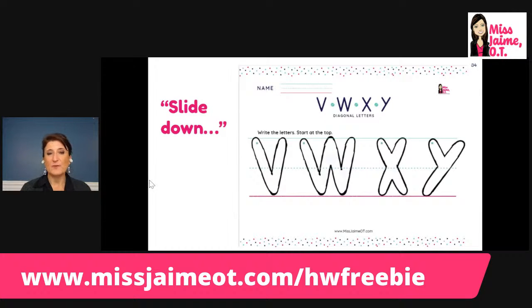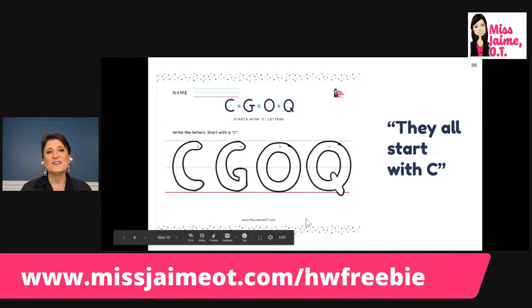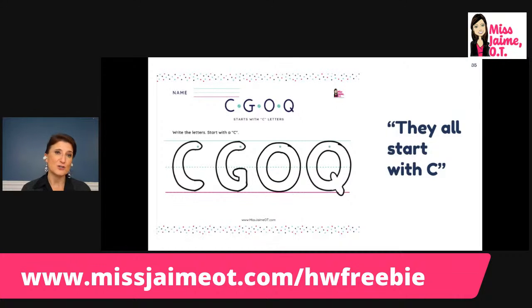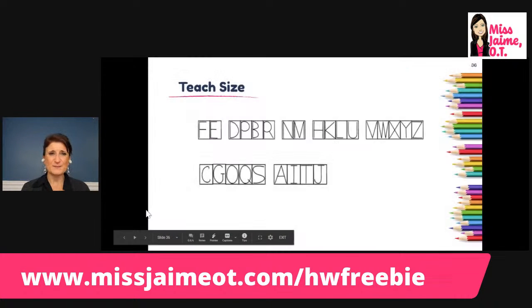They do love to do that, but so these are our starts with C letters. They all start with C. Again, Handwriting Without Tears calls it Magic C, and the Size Matters handwriting program calls it Super C. Doesn't matter. Just remember that they all start with C. Once they learn C, then all they have to do is one more movement to turn it into an O or a G or a Q. It just makes sense.